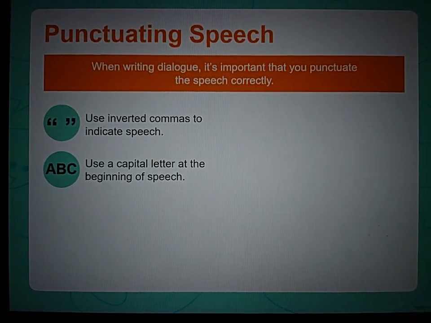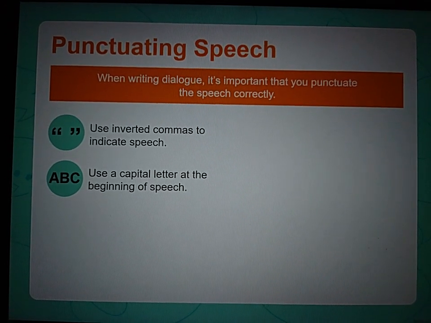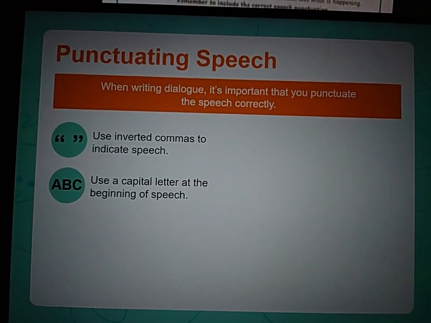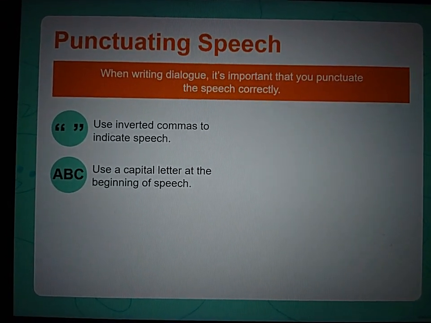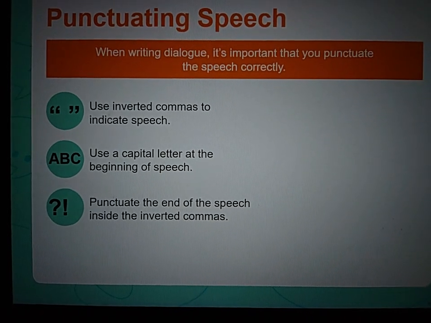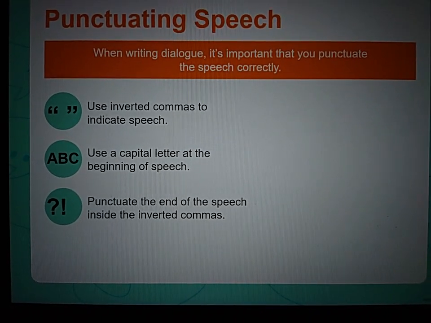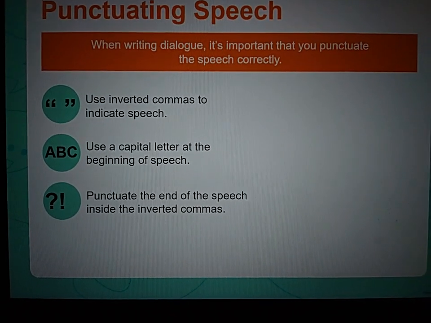Use a capital letter at the beginning of speech if someone's speech is split up. So if, for example, it said, "Hello, how are you?" said Tim, "I hope you're well." Only the H in hello needs to be a capital. We'll go over that more later. And punctuate the end of the speech inside the inverted commas. That can be a question mark, exclamation mark, a full stop, an ellipsis, or a comma.